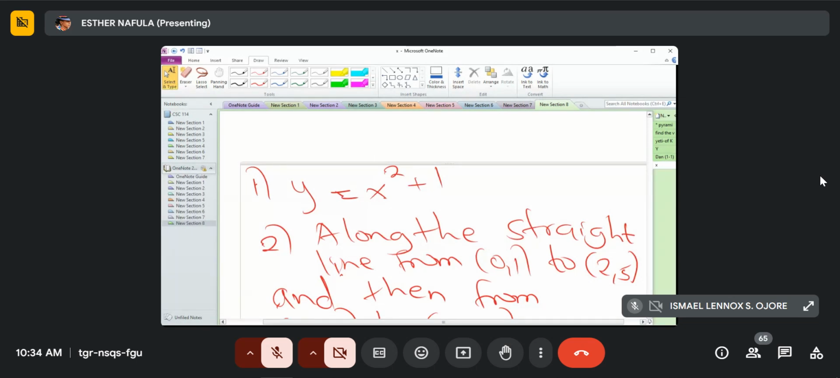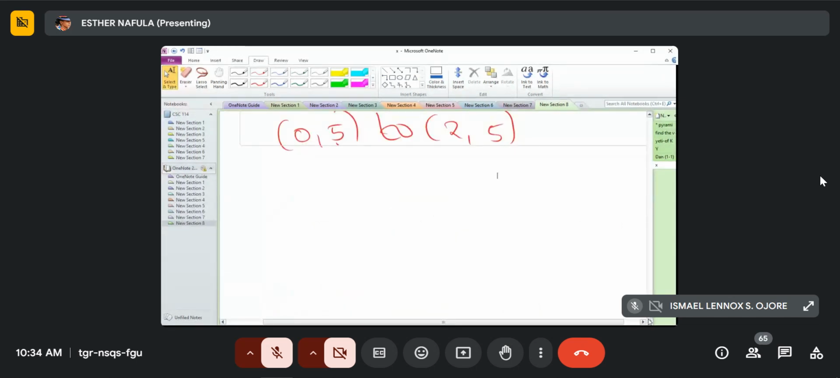Part 2 is the straight line from (0, 1) to (2, 5), and then from (0, 5) to (2, 5). You do that sketch, then do the integration in bits. Start from (0, 1) to (2, 5), obtain the appropriate equation of the straight line connecting those 2 points, as well as for the second part. There's no rocket science.